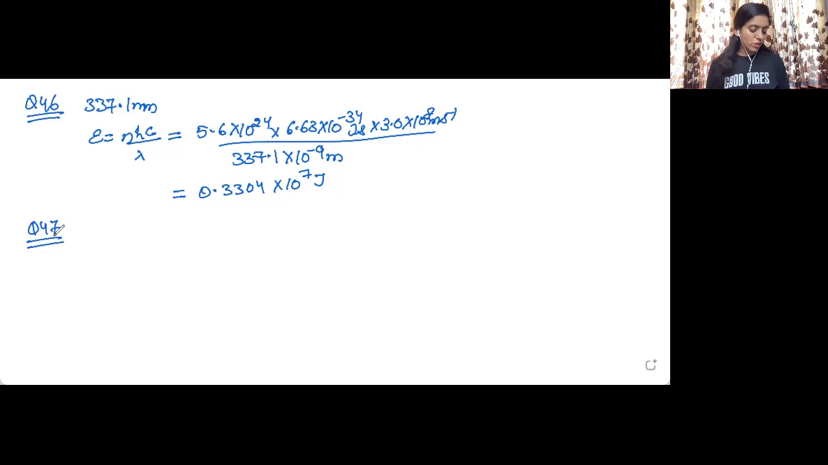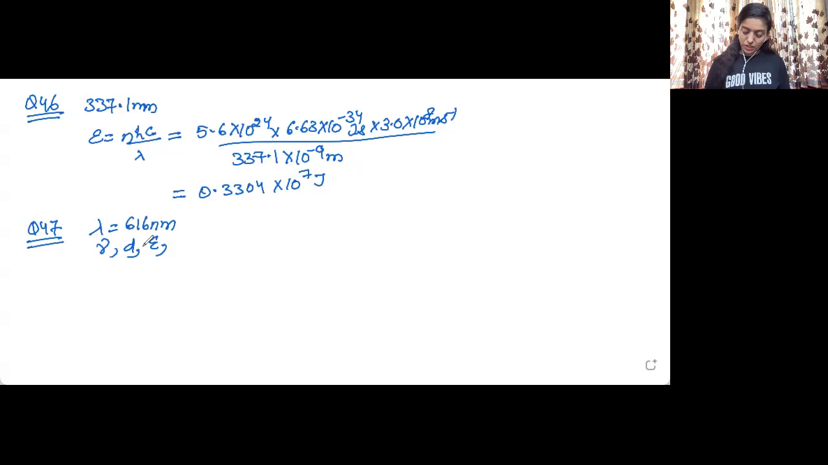Question number 47 is, neon gas is generally used in the signboards if it emits strongly at 616 nanometer. So lambda has been given 616 nanometer. We need to find out the frequency of emission. Then we need to find out the distance traveled by this radiation in 30 seconds. Then we need to find out the energy of the quantum. And lastly, we need to find out the number of quanta present if it produces 2 joule of energy. If it is producing 2 joule of energy, what will be the number of quanta present?